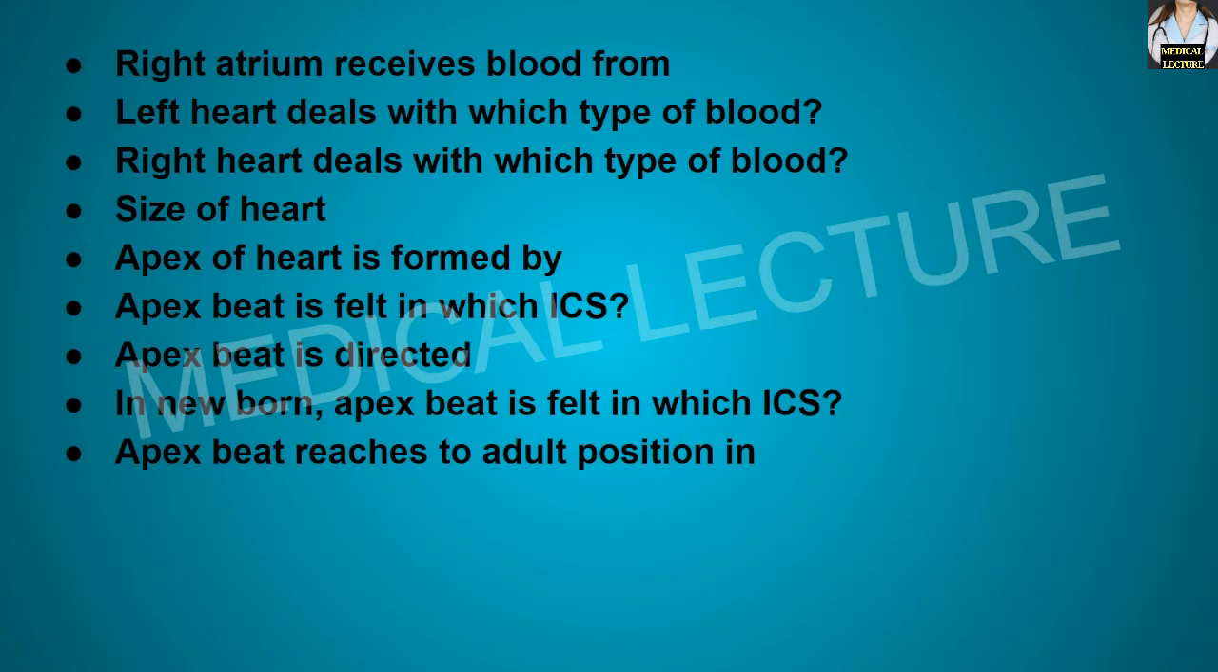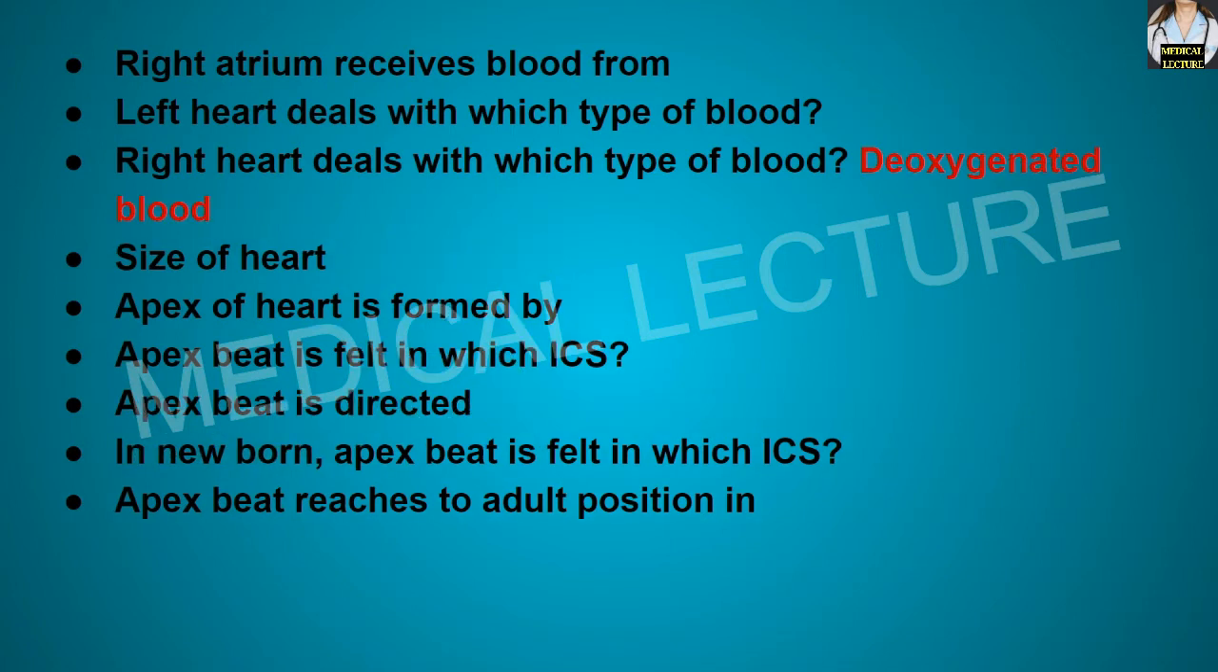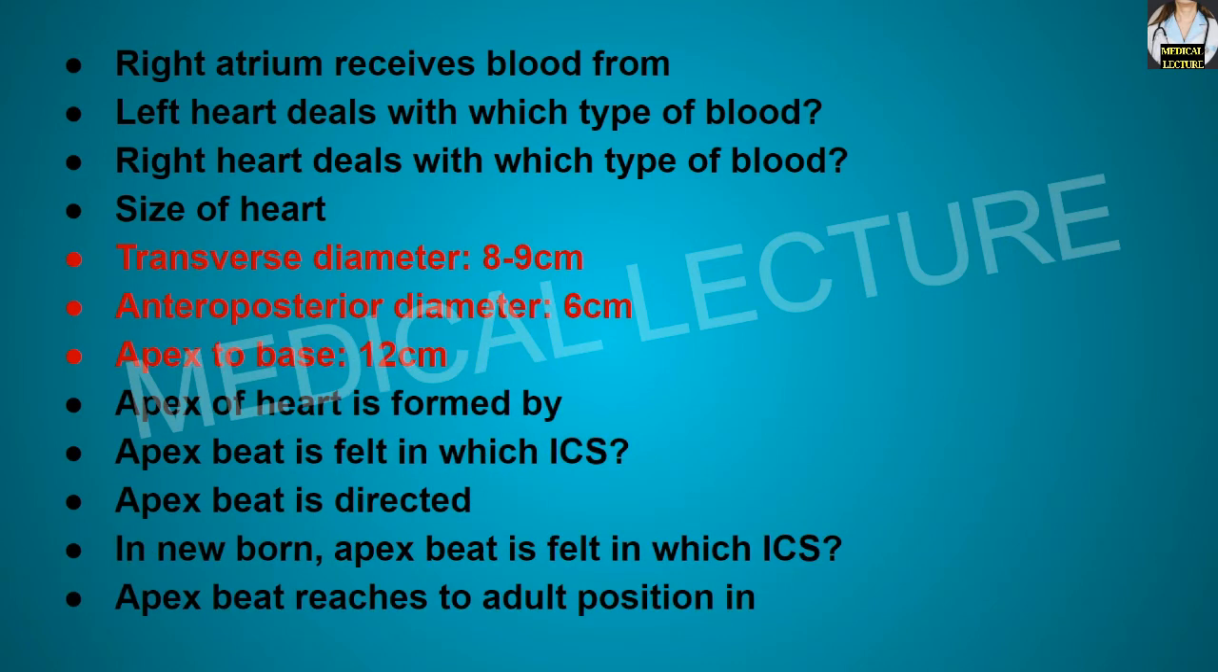Right atrium receives blood from superior vena cava, inferior vena cava and the coronary sinus. Left heart deals with which type of blood? Oxygenated blood, while the right heart deals with which type of blood? Deoxygenated blood. What is the size of the heart? Approximately, transverse diameter is about 8 to 9 centimeter. Anteroposterior diameter is approximately 6 centimeter, and apex to the base is about 12 centimeter.